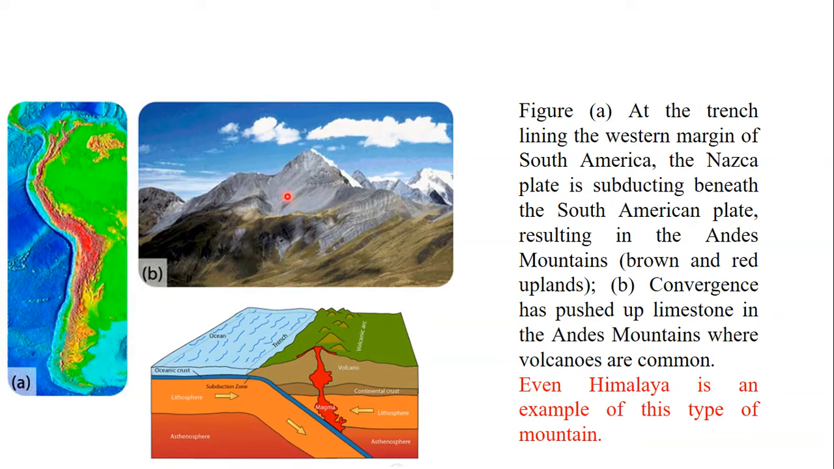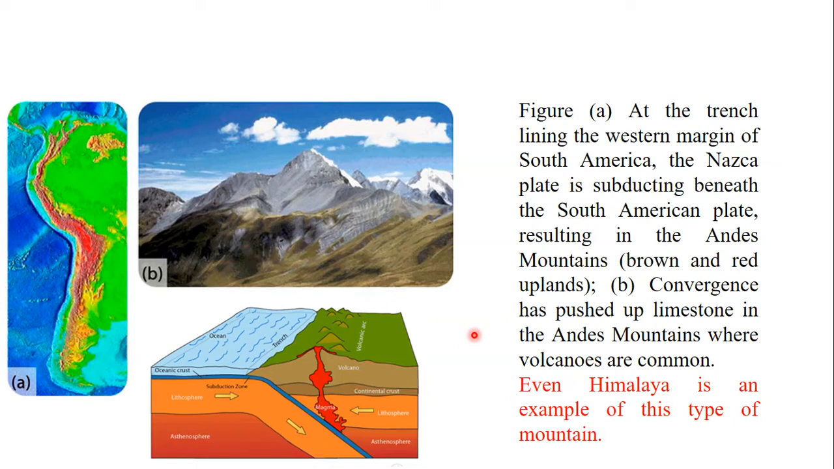So this is figure B. Convergence has pushed up limestone in the Andes mountains where volcanoes are common. Even in our case, the Himalaya is an example of this type of mountain. Okay, so these are the different terminologies or the theory or the terms related to earthquake.